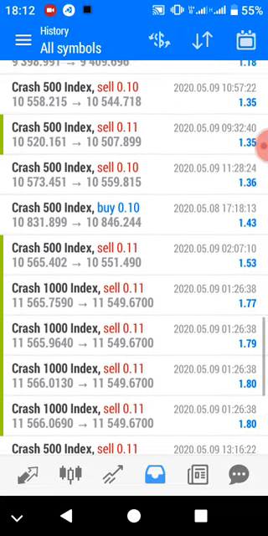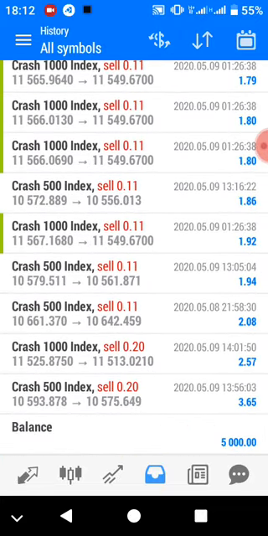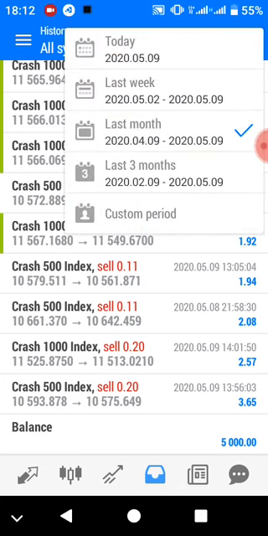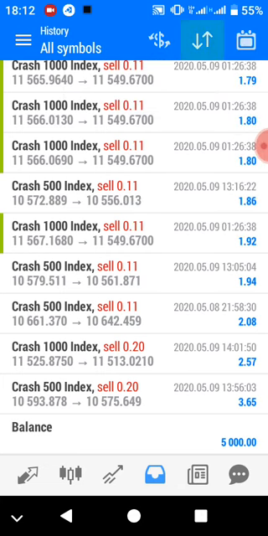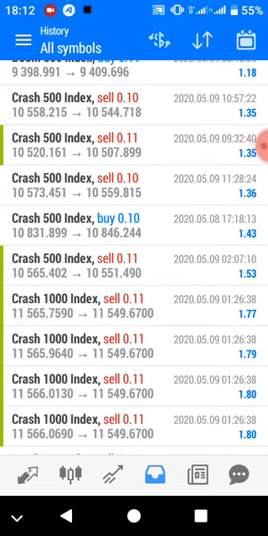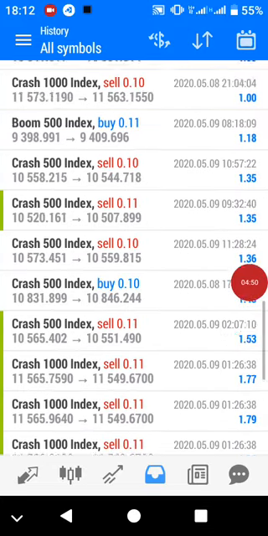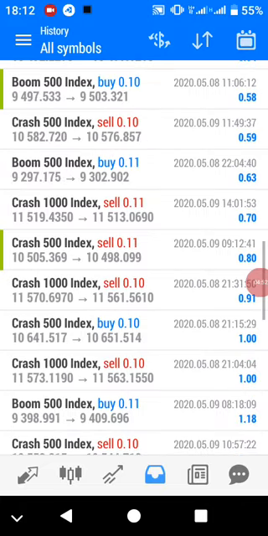You can see this strategy, and today you can see all this strategy. I'm selling Crash and buying Boom, selling Crash and buying Boom.